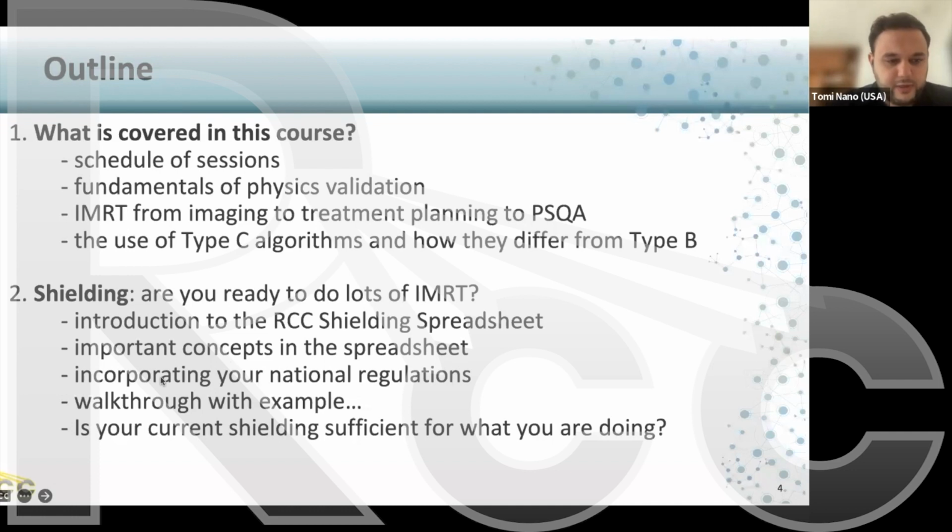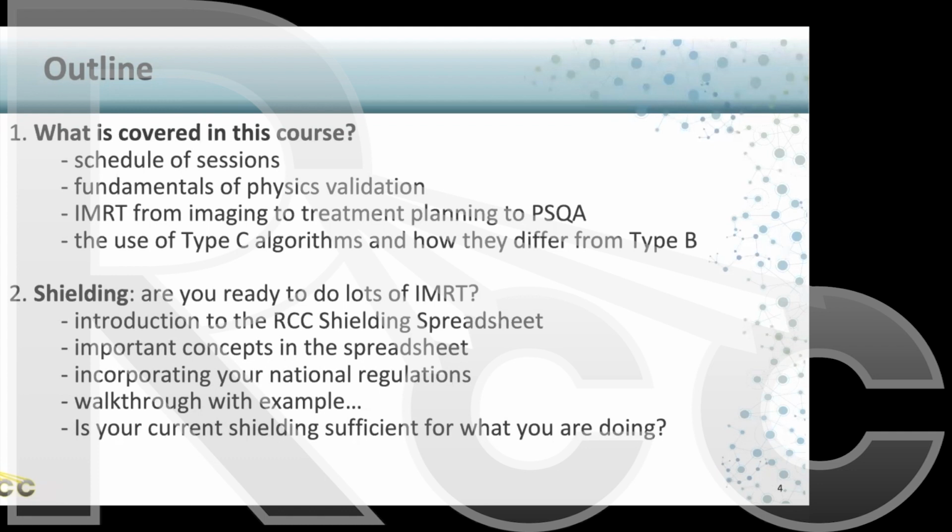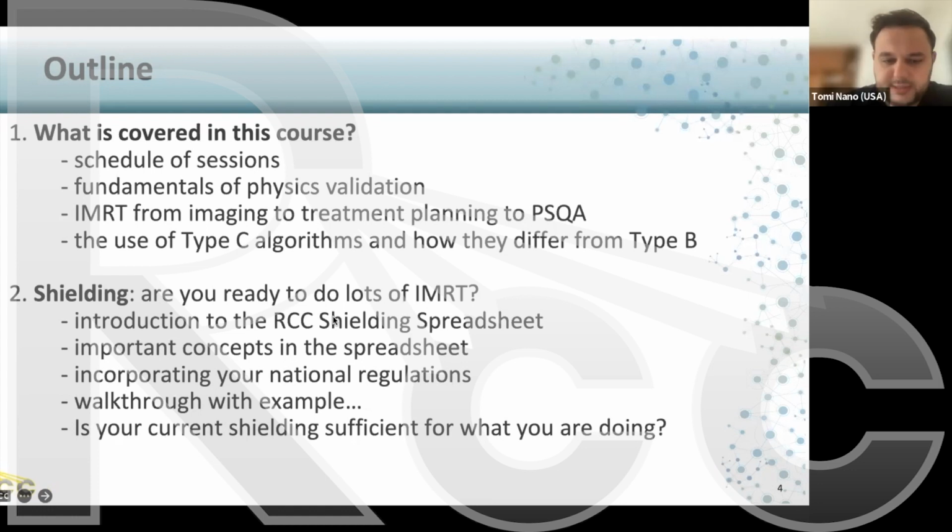The second part of our lecture is going to be on shielding for linear accelerators, and in particular for IMRT. I'll talk about some of the important concepts. NCRP 151 are the guidelines that we follow here, and those are the ones that I'm going to go over. And we'll walk through some examples of how to perform Linac shield calculations.